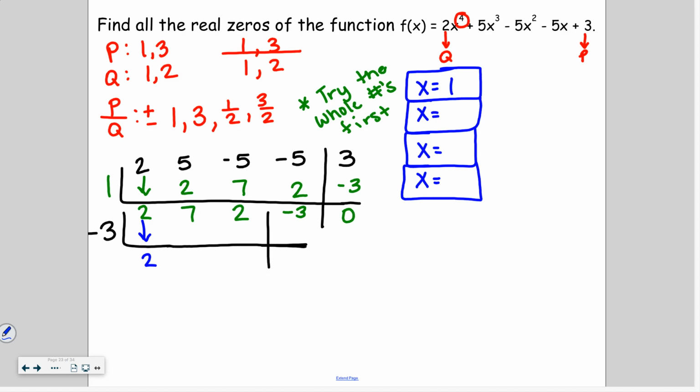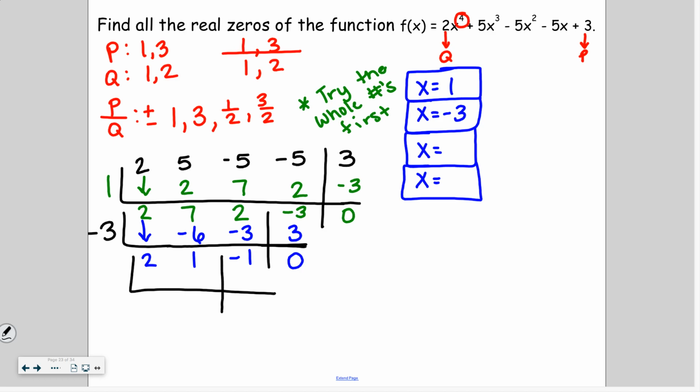All right. So negative 3 times 2 is negative 6. 7 minus 6 is 1. 3 times negative 1 is negative 3. 2 minus 3 is negative 1. Negative 3 times negative 1 is 3. That one actually worked. So negative 3. All right, so we tried the positive 1, and positive 3. We tried the negative 3. Let's try the negative 1. That's the only other whole number there is.